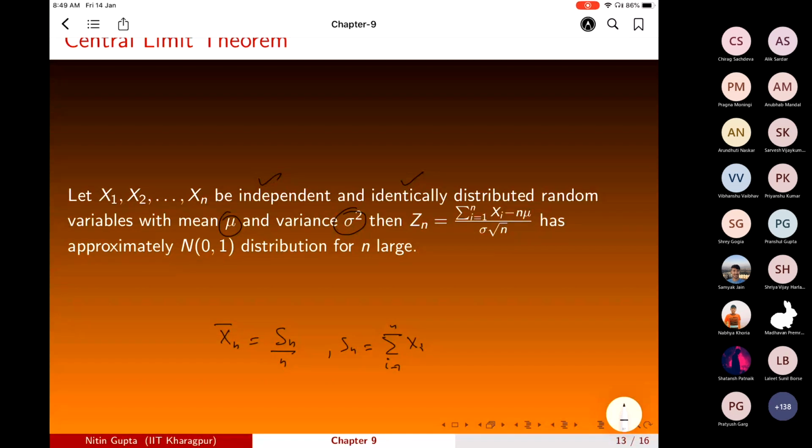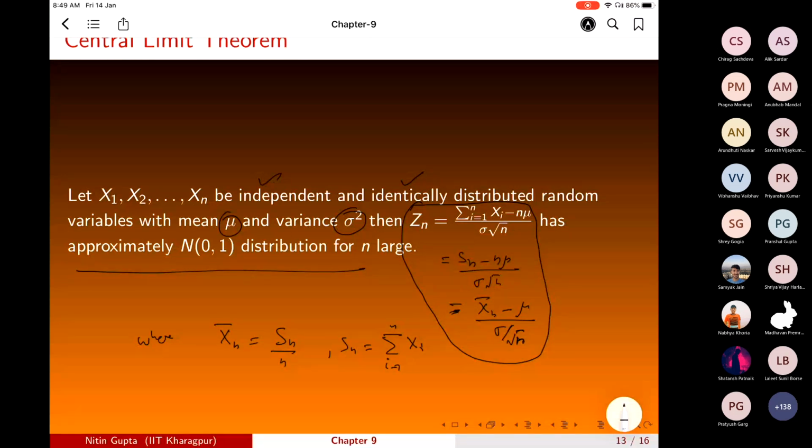Then we are saying that this is Sn minus n mu over sigma root of n, which can be written as xn bar minus mu divided by sigma by root of n. This random variable has approximate normal 0, 1 distribution for large n. So that is basically the central limit theorem.